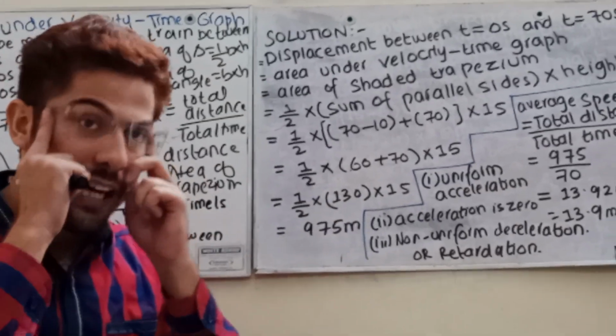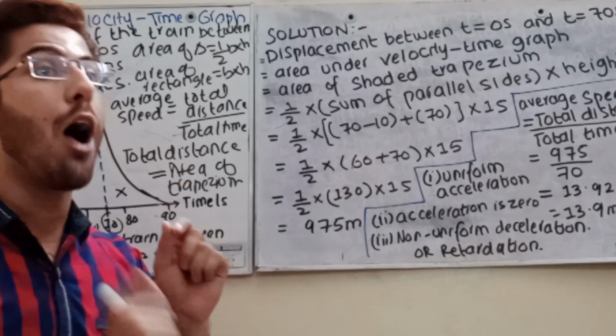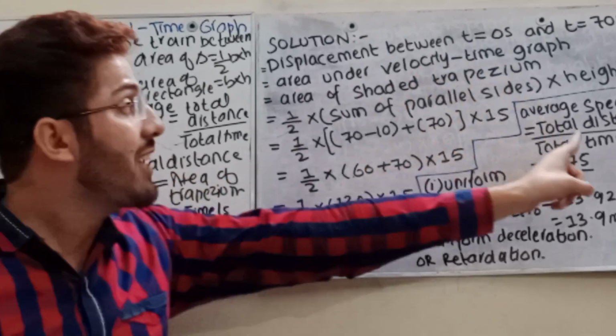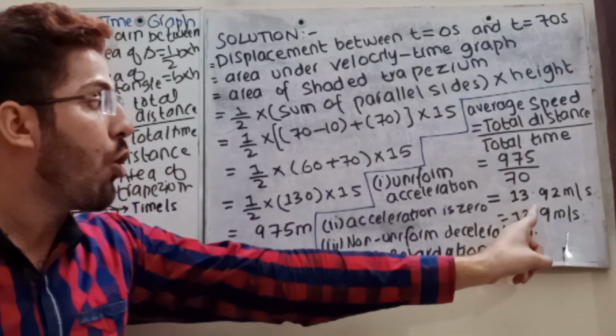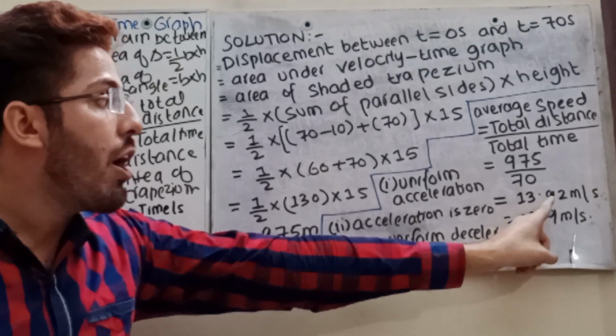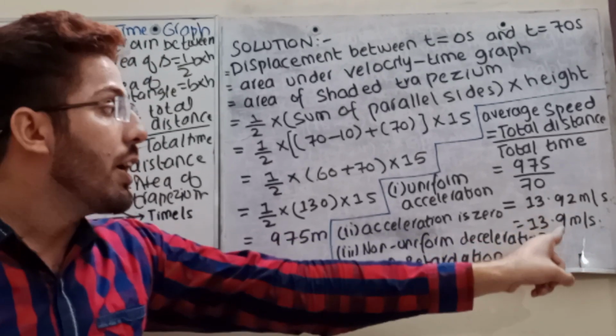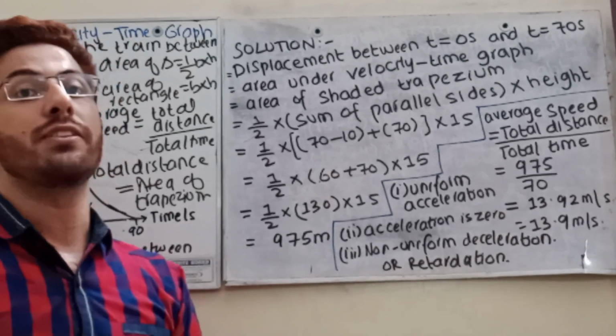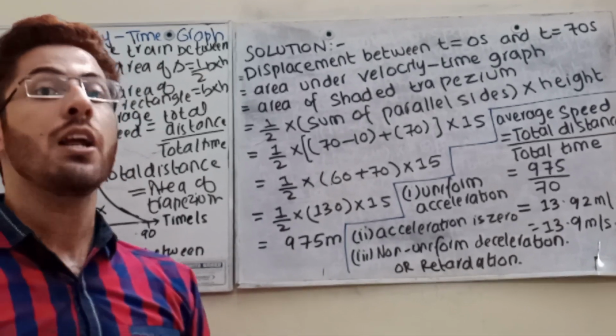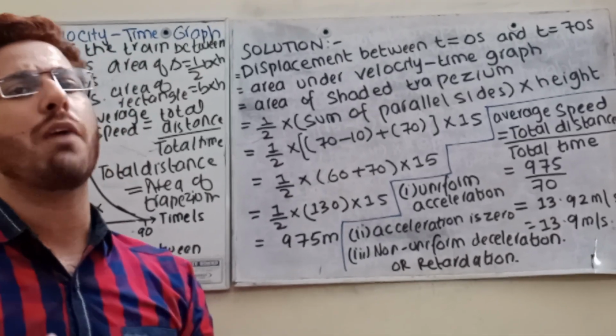But this is not the answer, student. Do remember, we are going to find the average speed, means total distance divided by total time. We got the answer 13.92. We need to round off. Definitely 2 is not going to round off. 13.9 meters per second. This is the answer to part A, student, of 2 marks or maybe it can be 3 marks.